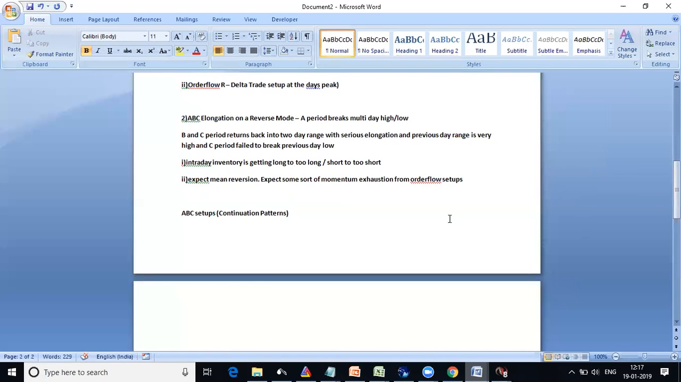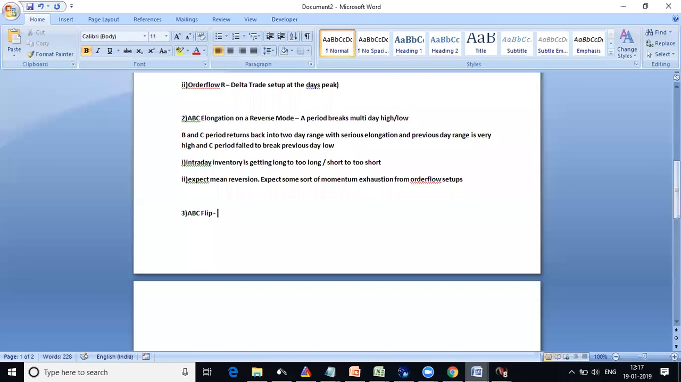Okay, there is one more mean reversion setup. We call that an ABC flip. It's a mean reversion pattern. So I call that the third one. The third one is called an ABC flip.